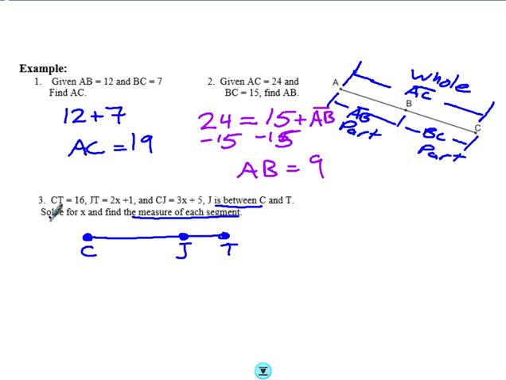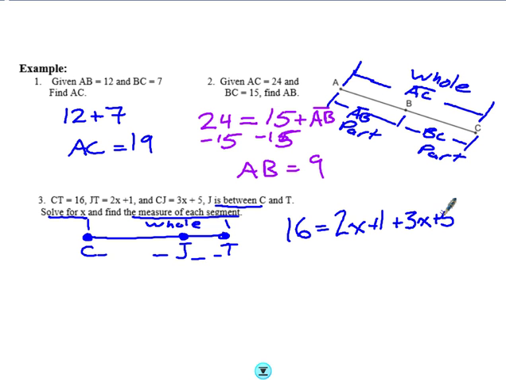So there's two parts to this. We need to solve for x, and then we have to find the measure of each segment. So CT is the whole thing. So the whole thing is 16. Whole is equal to part plus part. So our parts are JT and CJ. So we're just going to add those two parts together. Basically I just took JT plus CJ, and that's going to equal CT.